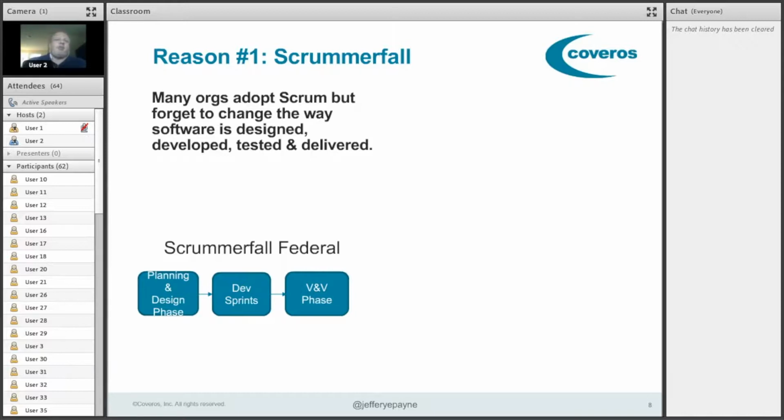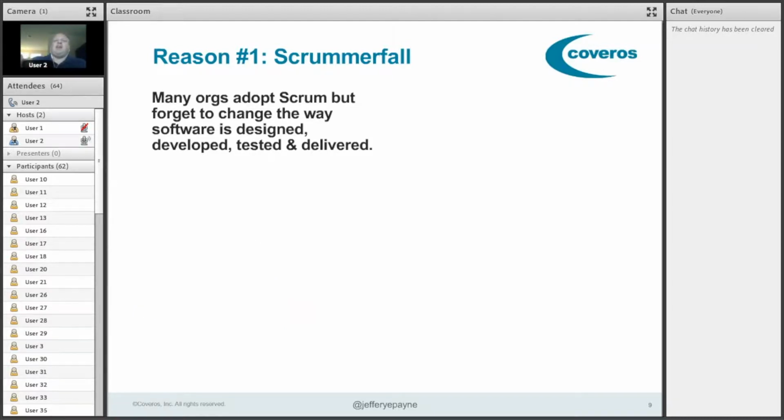And so what you end up with often is there's a huge planning and design phase up front that's done first. And then we do a series of development sprints, right? Where we start incrementally working off of this design we build up front. And then at some point we throw code over to verification and validation, aka system test or independent test, and they test what we've created. Now, this doesn't look like Agile to me either, and it's not, but it's very common in the federal government.